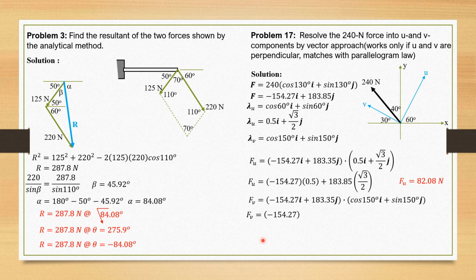So FV is negative 154.27 cosine of 150 plus 183.35 times sine 150. So therefore, it is equal to 225.53 Newtons. So these are the components of the 240 Newton force in the direction of u and in the direction of V.